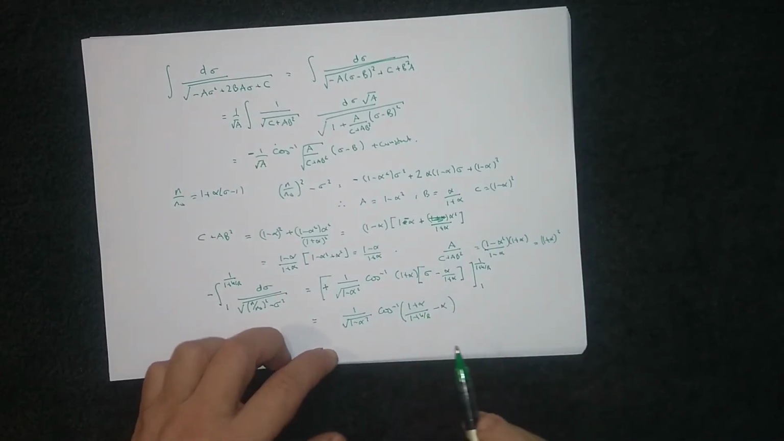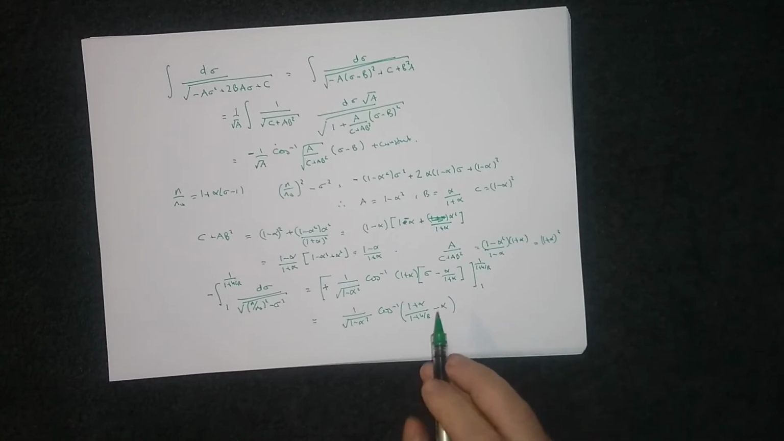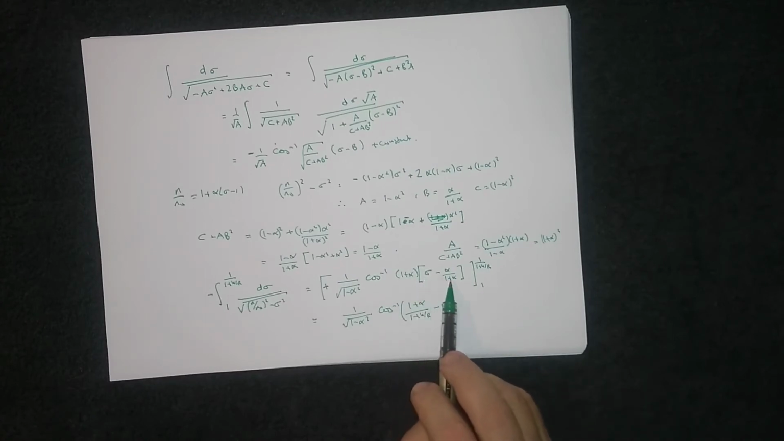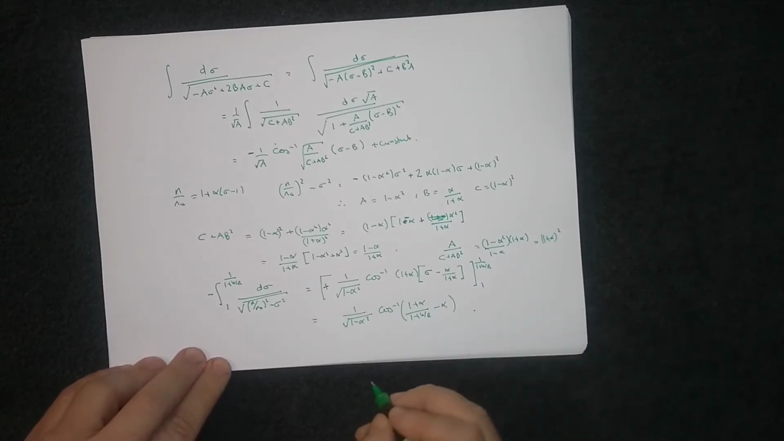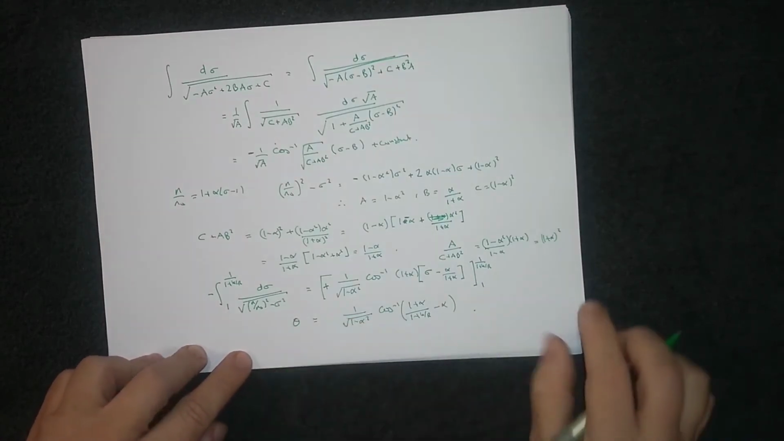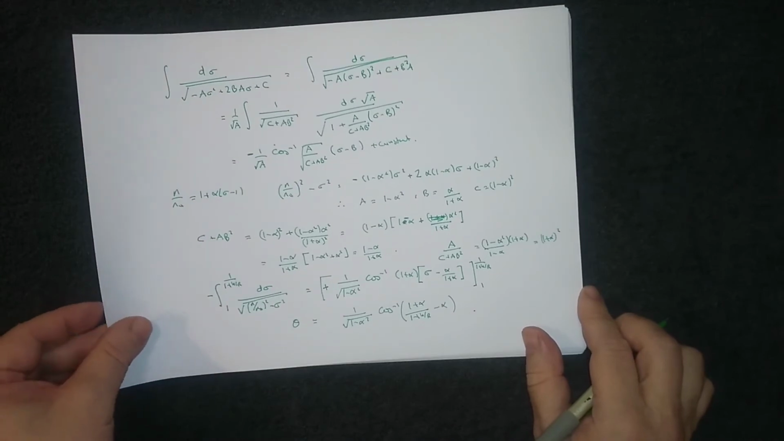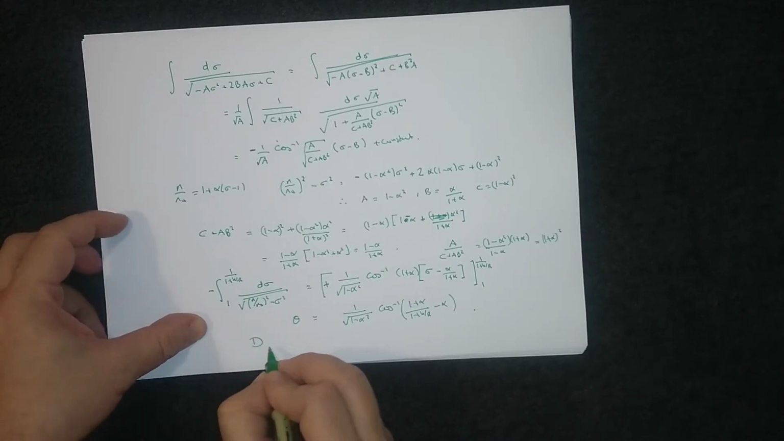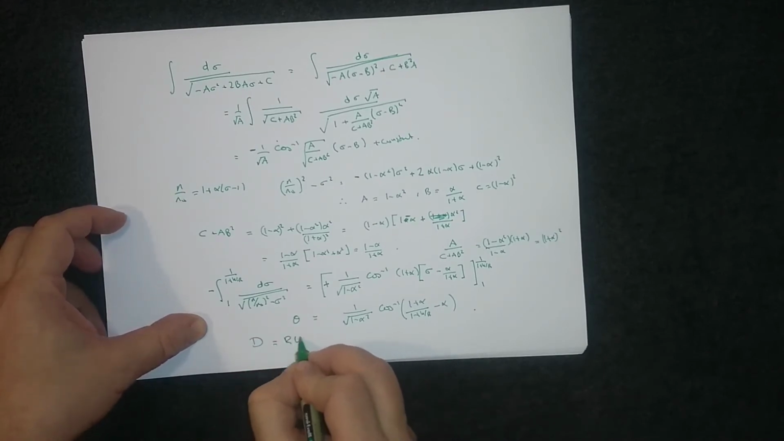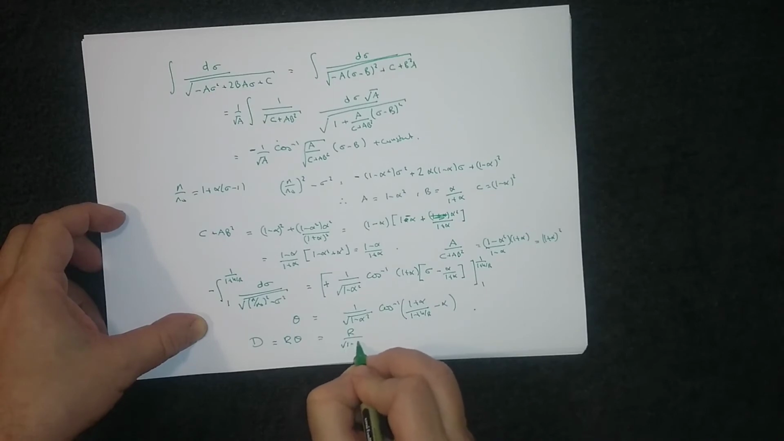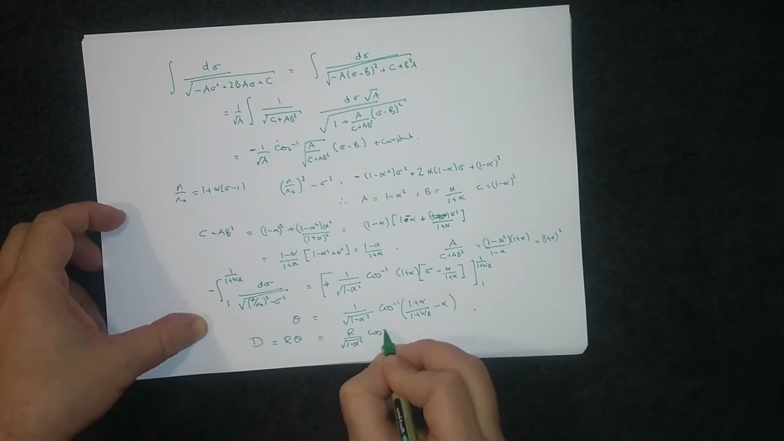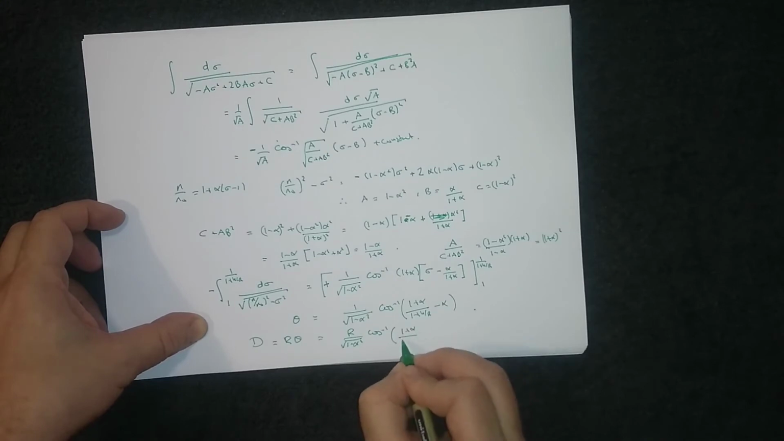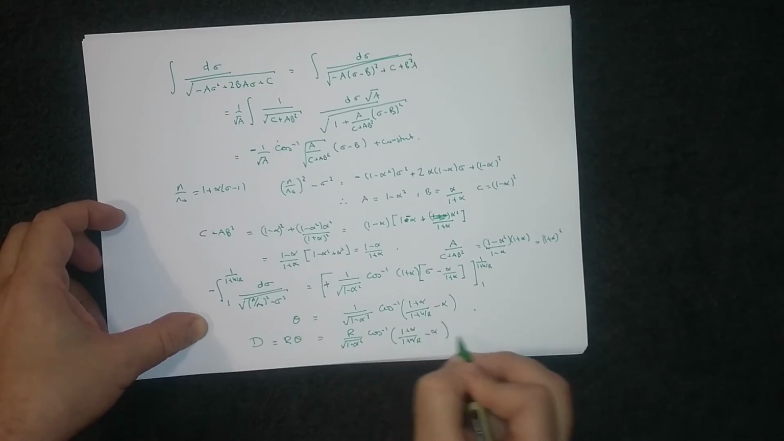The lower limit will give me 1 plus alpha times 1 over 1 plus alpha, inverse cos of 1 is 0. So that's what I get for the location of the apparent horizon. So the distance to the apparent horizon is just r theta, is r over root 1 minus alpha squared inverse cos of 1 plus alpha over 1 plus h over r minus alpha.